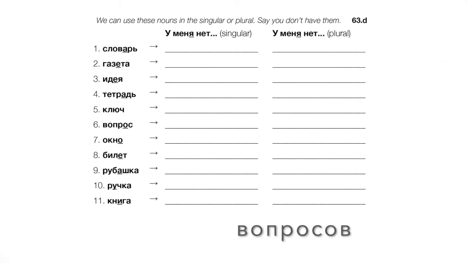Семь. Окно. I don't have a window. У меня нет окна. I don't have windows. У меня нет окон. Right? Zero ending, neuter. Восемь. Билет. I don't have a ticket. У меня нет билета. I don't have tickets. Genitive plural. У меня нет билетов. Девять. Рубашка, shirt. У меня нет рубашки. I don't have a shirt. I lost it gambling. I don't have shirts. У меня нет рубашек.